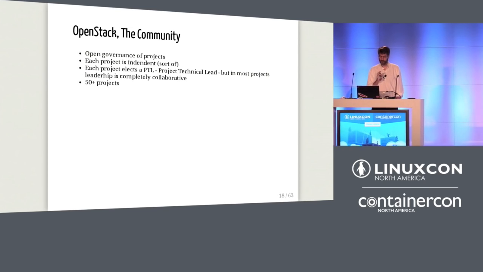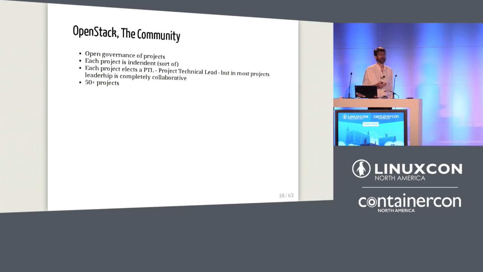OpenStack provides open governance for these projects. And each project elects what's called a project technical lead. Now, the project technical lead, their actual role, and I appear to have misspelled leadership, the actual role of that varies a little bit from project to project. In most projects, decision-making is completely collaborative and done on the mailing list. In some projects, the technical lead does take more of a benevolent dictator sort of role, but that's becoming less common as we move along and as the projects mature.